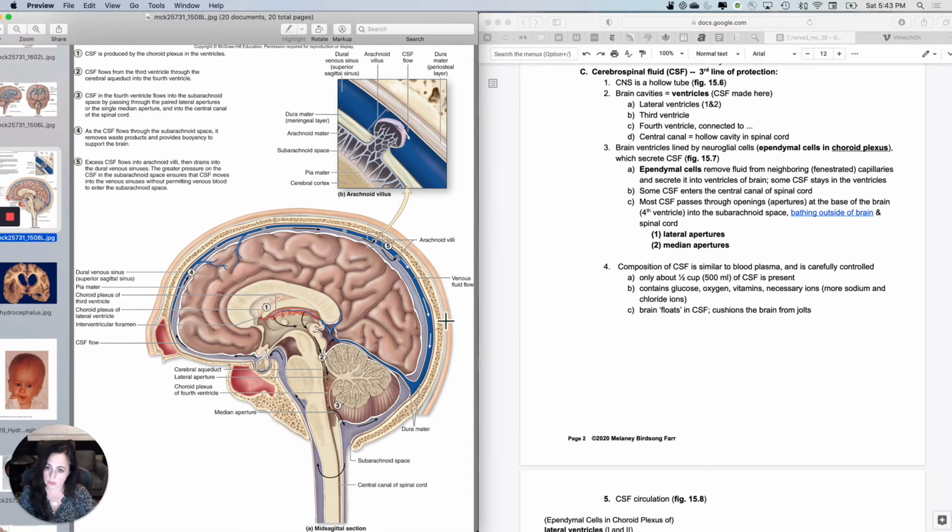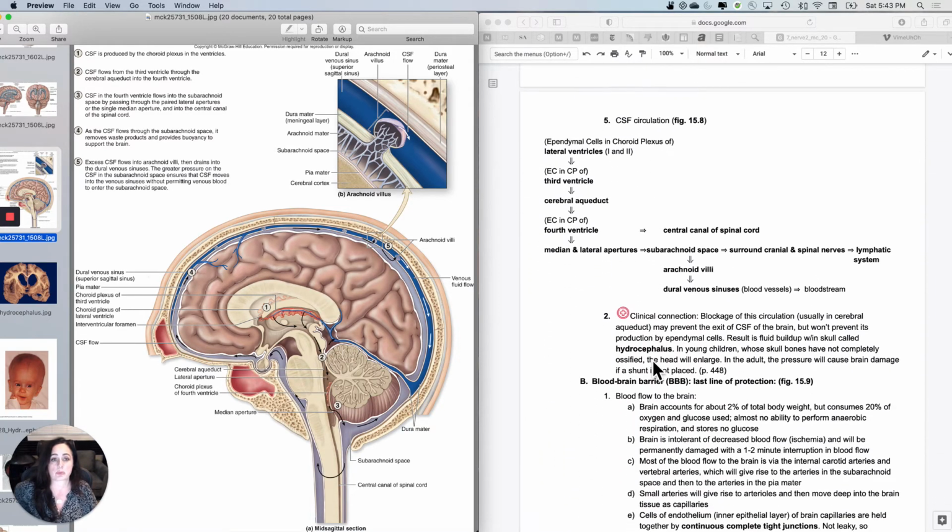And so it's circulating both inside the brain and around the outside of the brain. And it's both chemically protective because it's got all that good stuff in it, but it's also physically protective because it cushions the brain from jolts. So like every time you get hit in the head, you don't get a concussion, in part because it's sitting in soup, which is the cerebrospinal fluid.